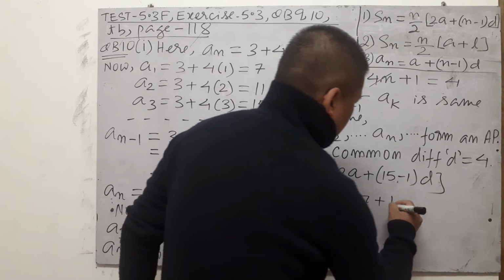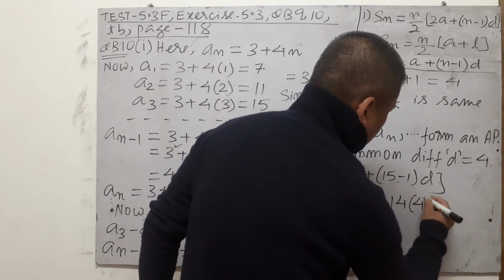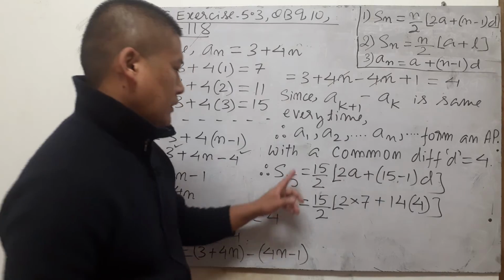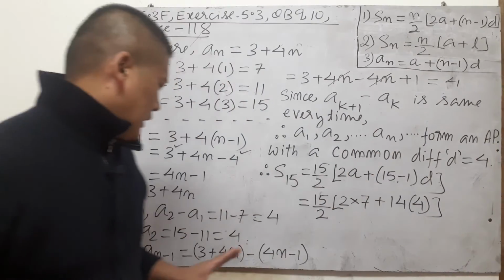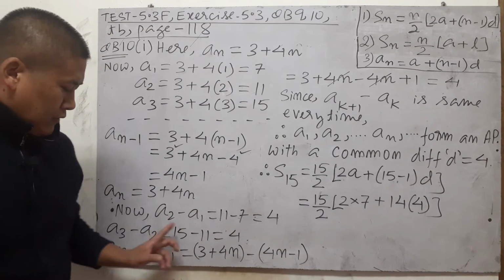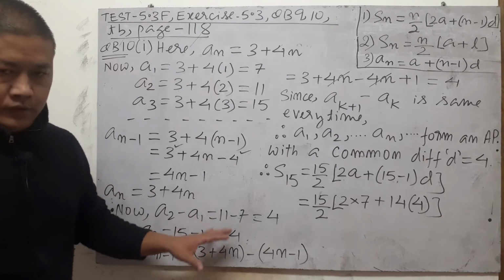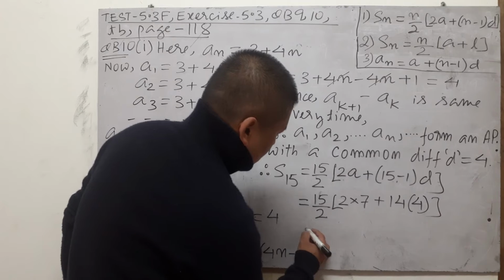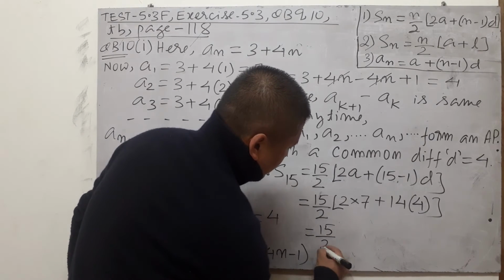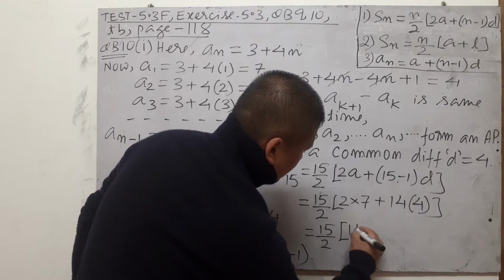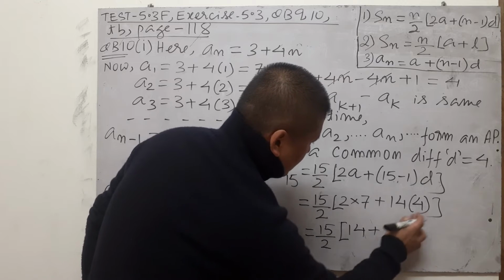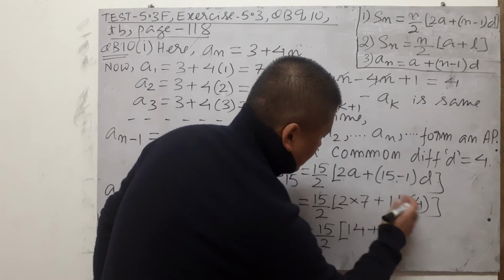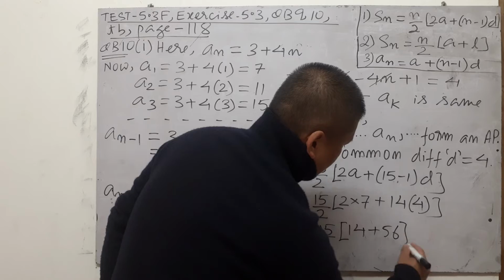15 minus 1 is 14. So 14, and the common difference is plus 4. There is a common difference 4. As you can see here, a2 minus a1 or a3 minus a2 are the formulas for the common difference. So it's the same, 4. So next, 15 by 2 into 2 7s are 14, plus 4 4s are 16, 1 in hand, 4 1s are 4 plus 1, 5.